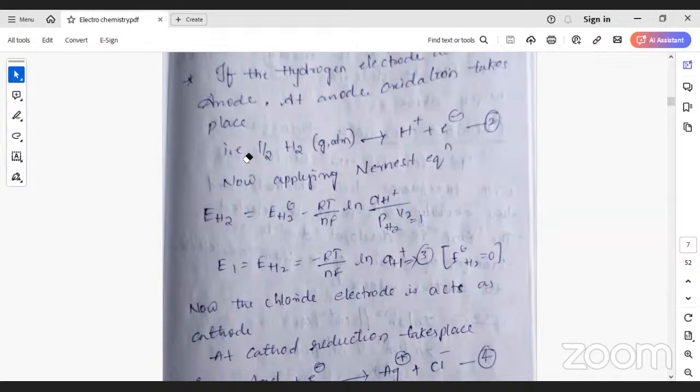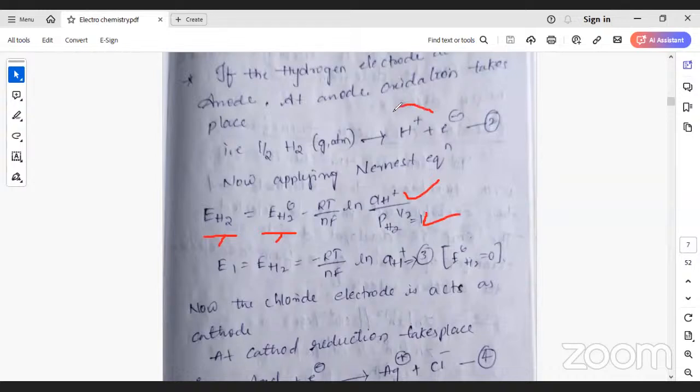Activity of products by activity of reactants. So therefore that will be applied here. E of H2 is equal to E naught of H2, meaning this is the E cell, this is the E naught cell, minus RT by NF ln activity of the products divided by activity of the reactants.